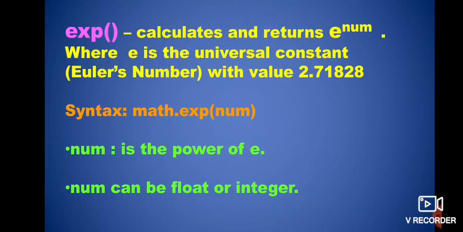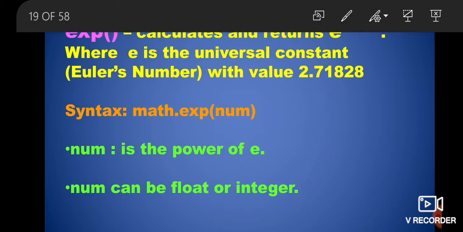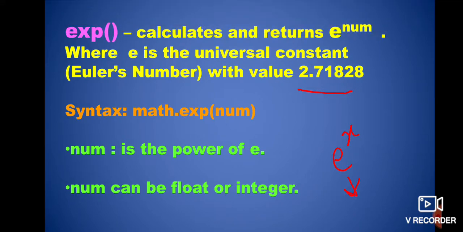नेक्स्ट फंक्शन इज EXP फंक्शन. अब ये क्या करता है? You know that there is a universal constant named E, which is called Euler's number. So whenever you need to calculate something of this sort, E raised to power something, where E is the Euler's number whose value is 2.71828. So if this kind of work has to be performed, then we make use of the EXP function.